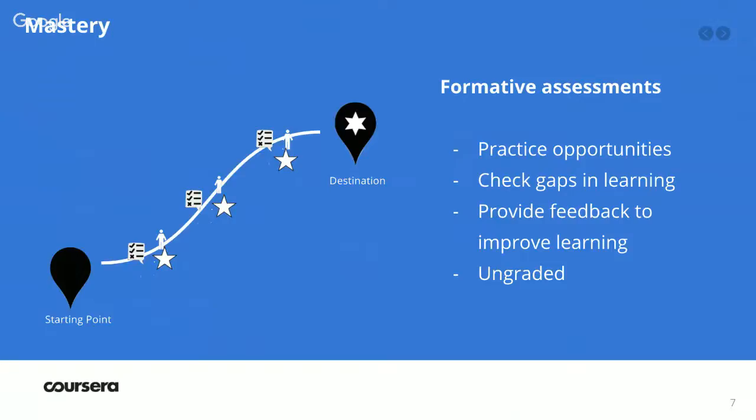Formative assessments are practice opportunities. They are low-stakes opportunities where learners get to practice if they have mastered new material correctly. Ideally, they check for gaps in learning, and when those gaps are found, they provide enough feedback to the learner so that they can go back and improve on their learning. To provide the low-stakes environment on Coursera, we refer to these assessments as ungraded assessments.